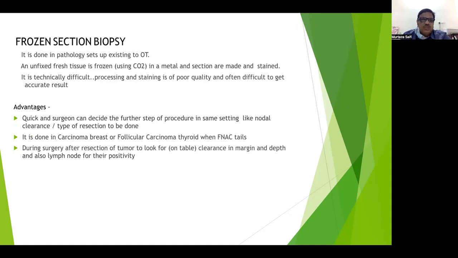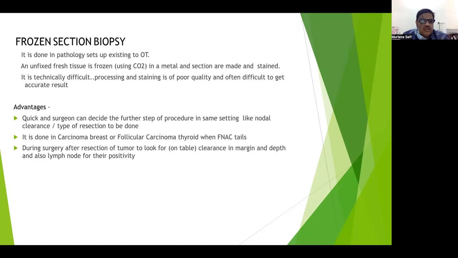Now come to the frozen section. Frozen section biopsy is done in a pathology setup adjacent to the OT. It is done in the OT basically, and unfixed fresh tissue is frozen using carbon dioxide in a metal block, and sections are made and stained. It is technically difficult, processing and staining are of poor quality, and it is often difficult to get accurate results. So this is the disadvantage of frozen section biopsy.